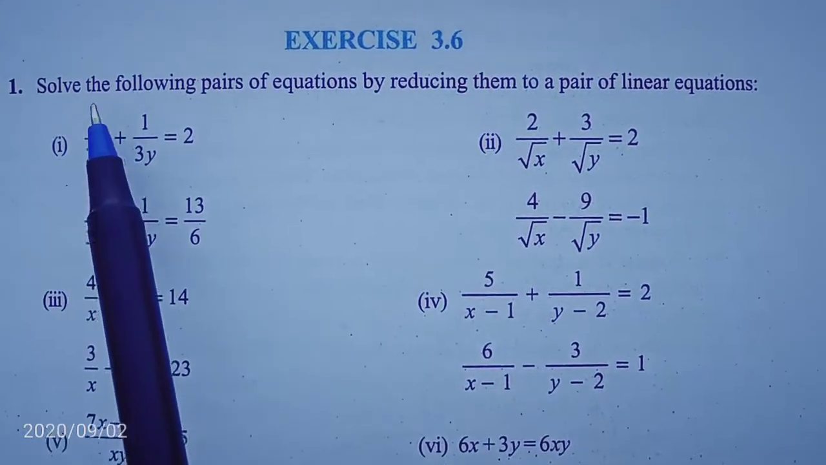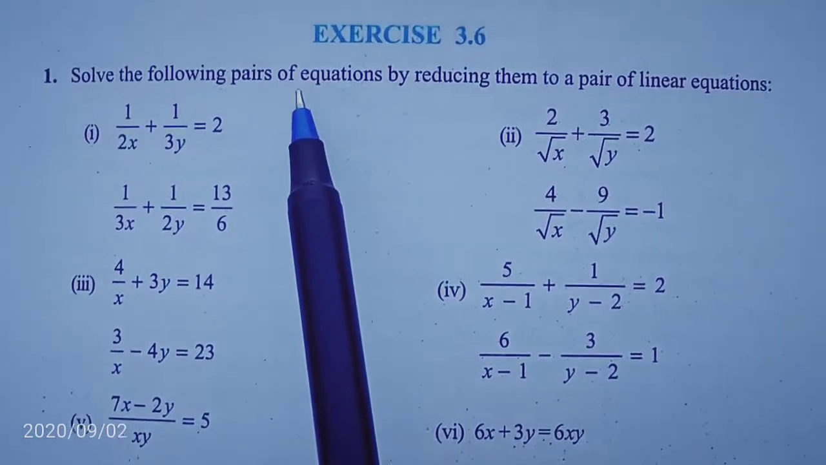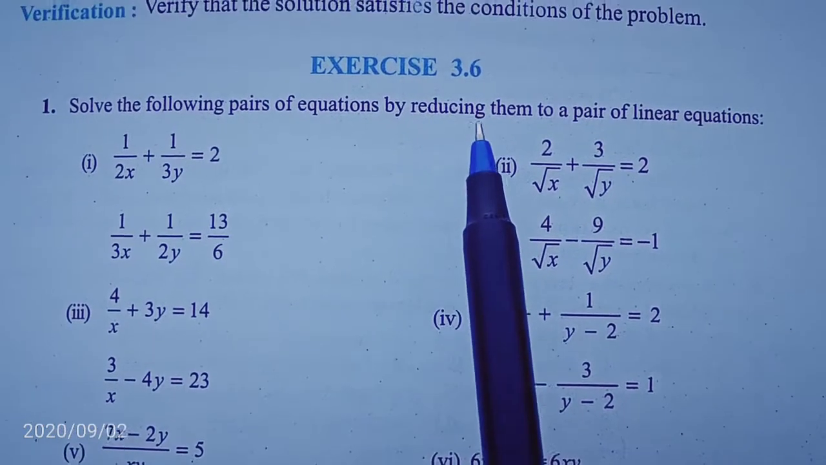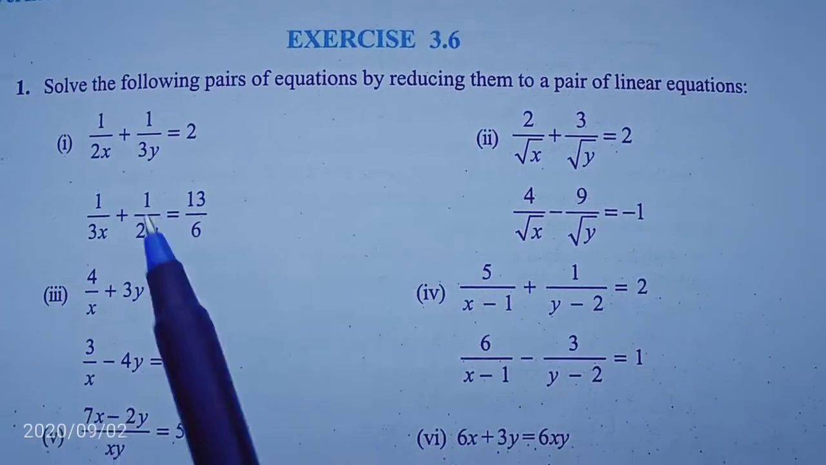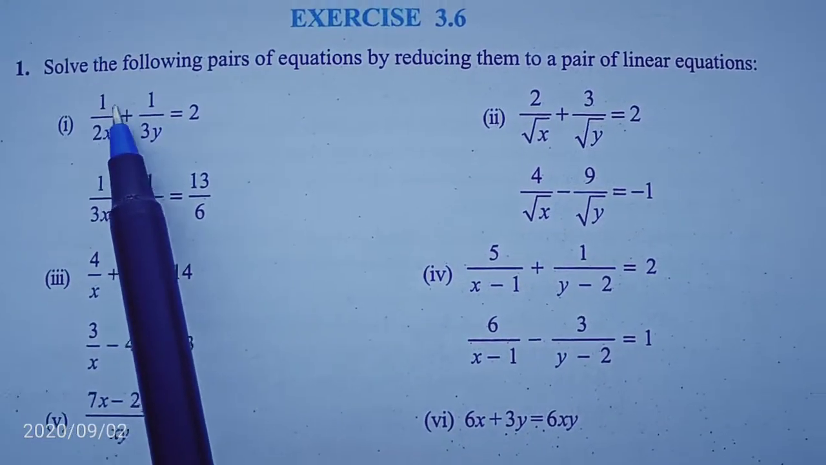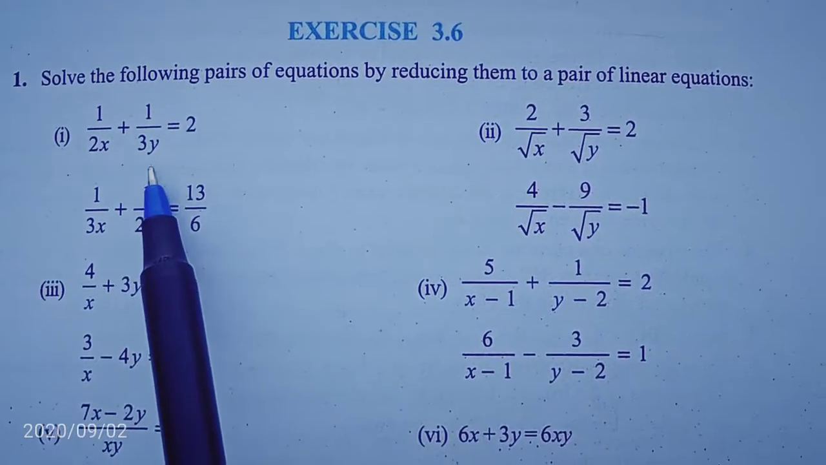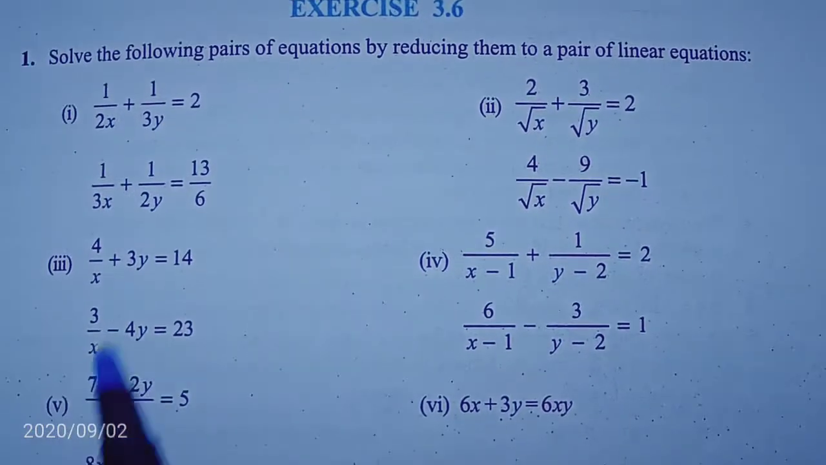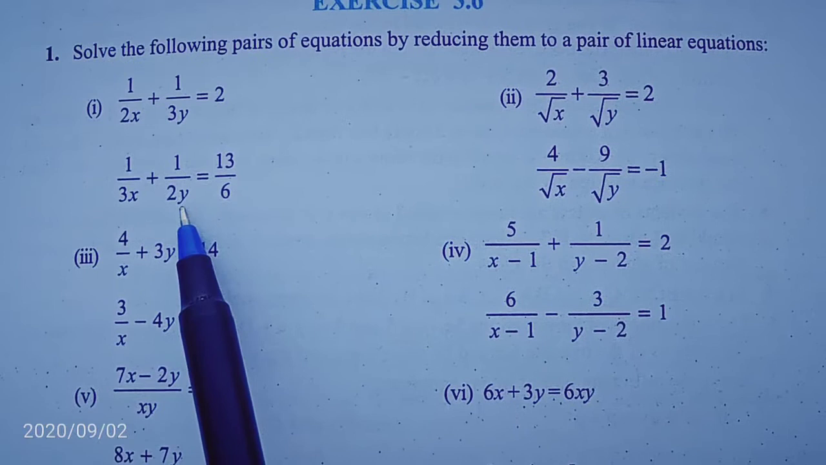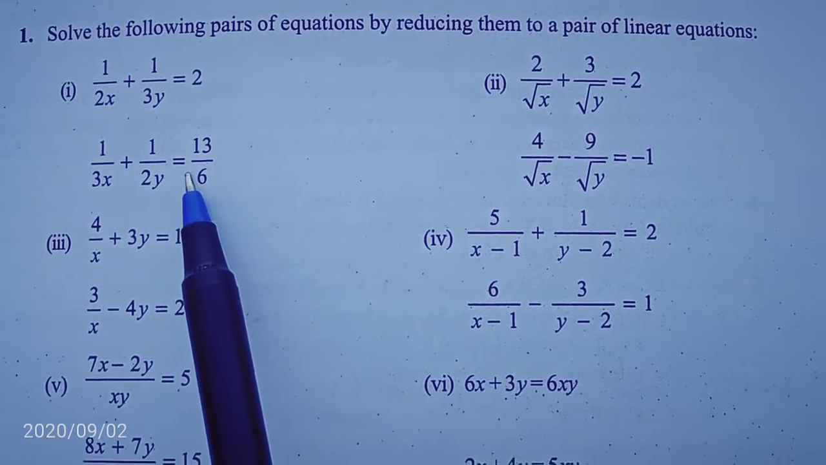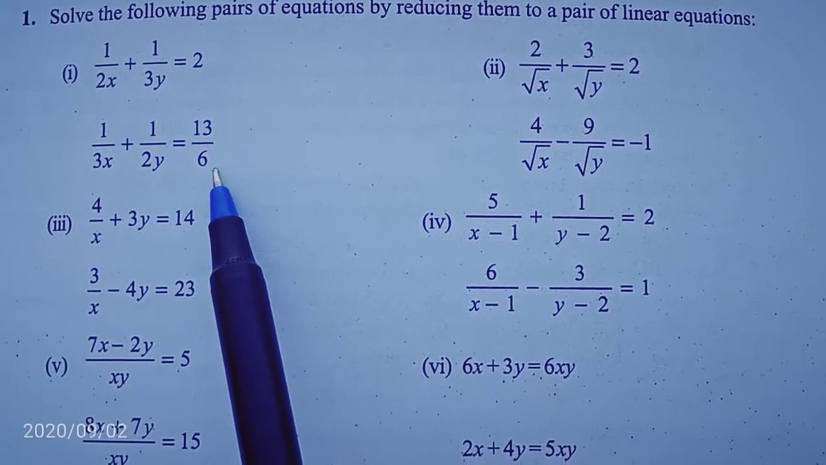Exercise 3.6. Solve the following pairs of equations by reducing them to a pair of linear equations. First, 1 by 2x plus 1 by 3y is equal to 2. Second equation, 1 by 3x plus 1 by 2y is equal to 13 by 6.